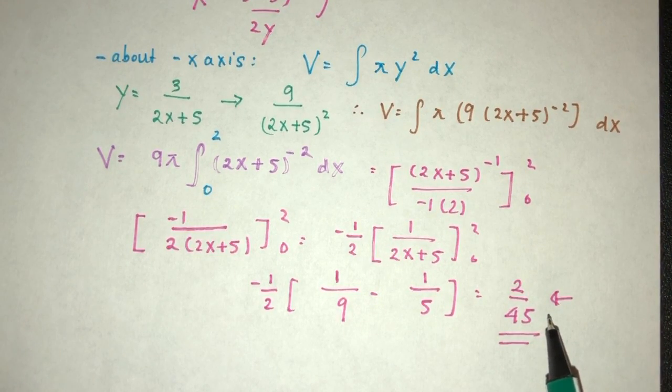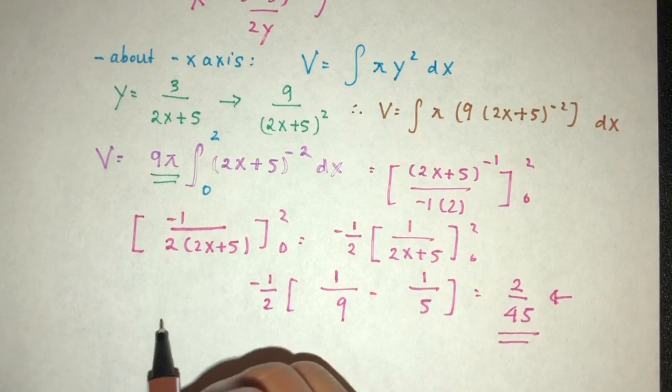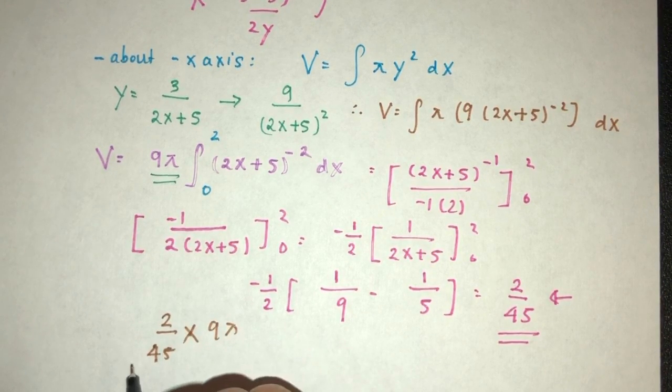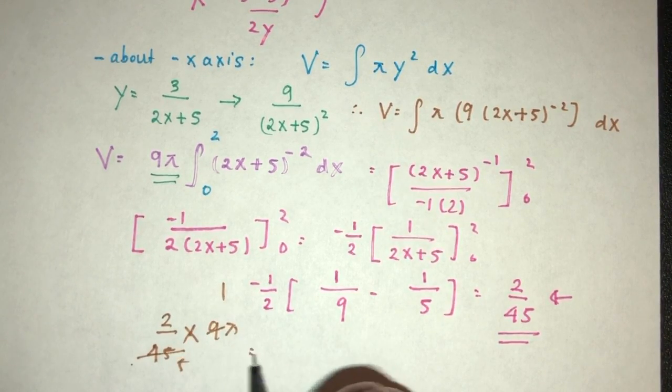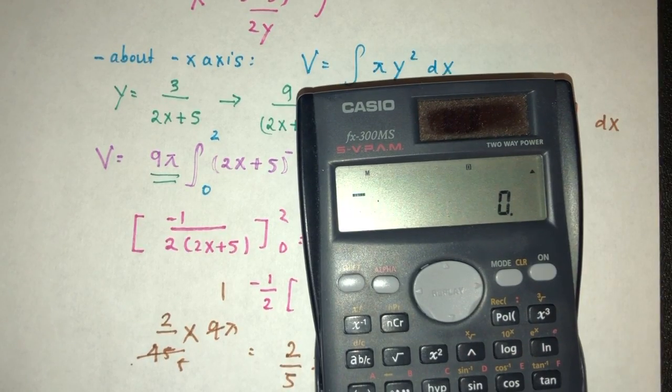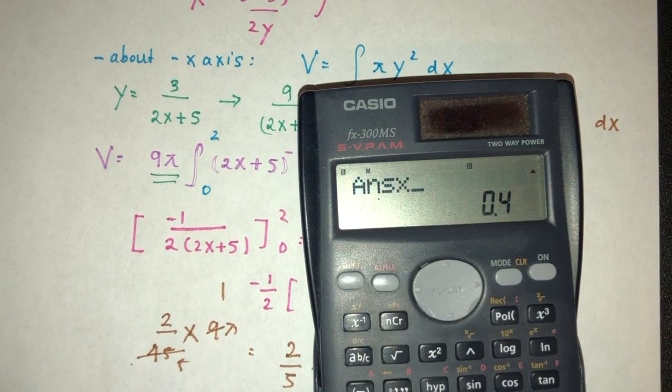We are forgetting something. Yes, we're forgetting this. Aha, you see, I was about to make a mistake. So take this, multiply by 9 pi. This will be 9 over 9, 1, that should be 5. So that'll be 2 over 5 pi. 2 divided by 5 times pi.